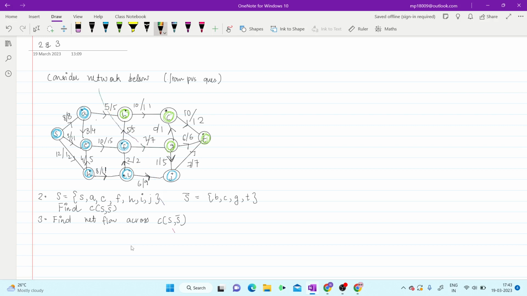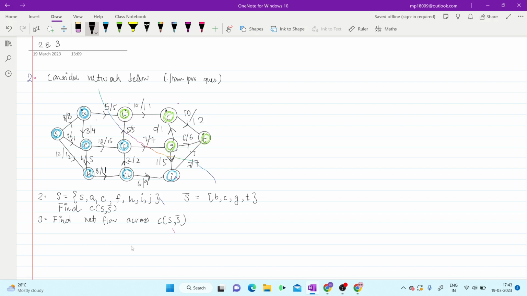This is the cut. See, this cut is partitioning the vertices. The first set has these vertices which are circled with blue: S, A, E, F, H, I, J. The second set, S complement, is the leftover vertices, which are B, C, G, T. Now question 2 is saying to find the capacity. So what is the capacity of this cut?